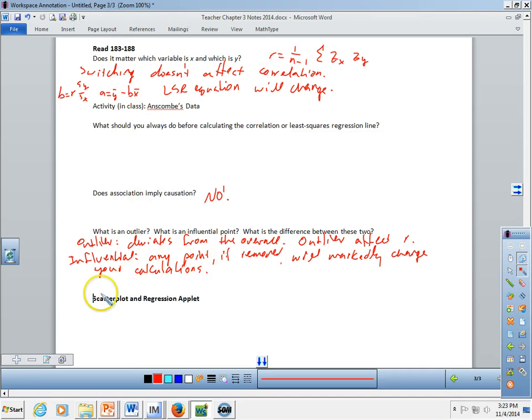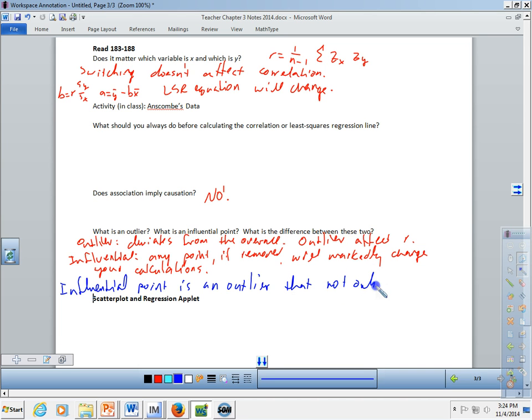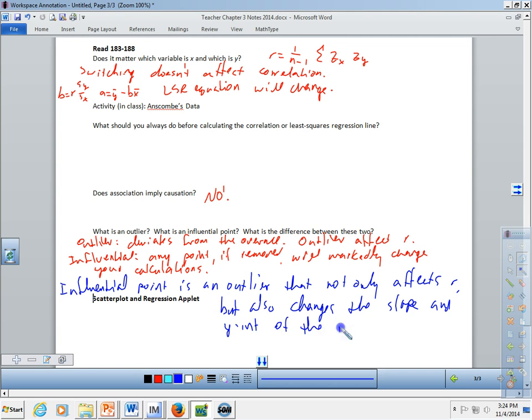Okay? So to wrap this up, the difference, an influential point is an outlier that not only affects R, but also changes the slope and y-intercept of the regression equation.